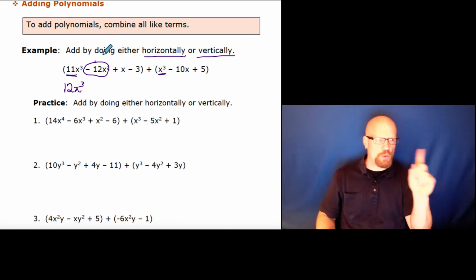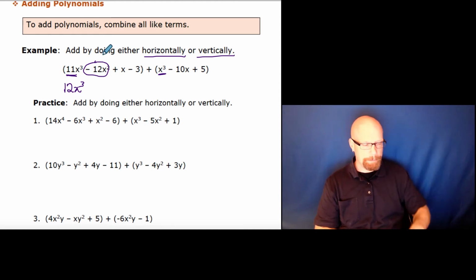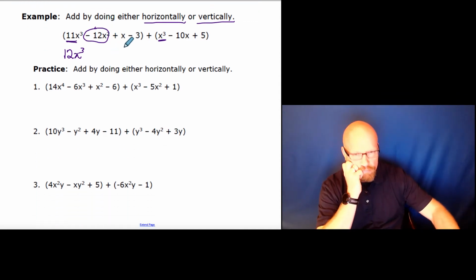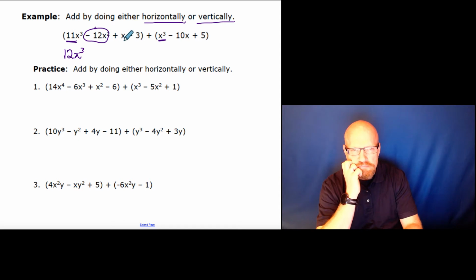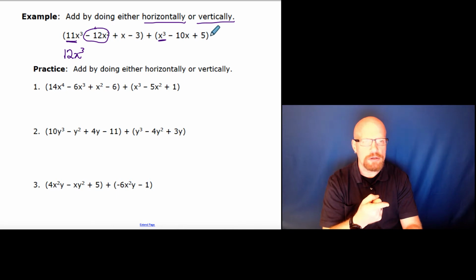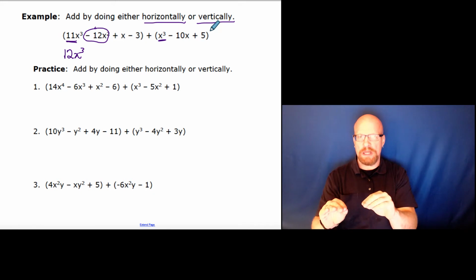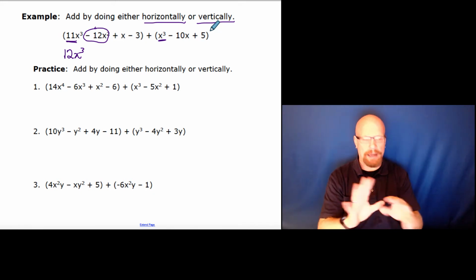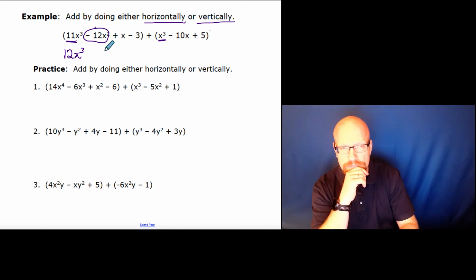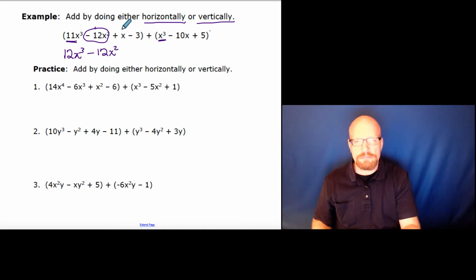Now we have negative 12x squared. We need to look for the same matching term, an x squared term, in the other polynomial. As we're looking, these don't match. So there aren't any matching terms, and negative 12x squared gets moved down. There's nothing else to combine it with. Okay, now we'll move on to the next term.